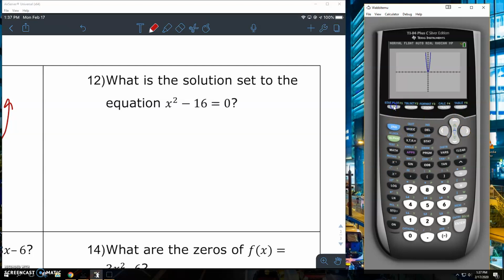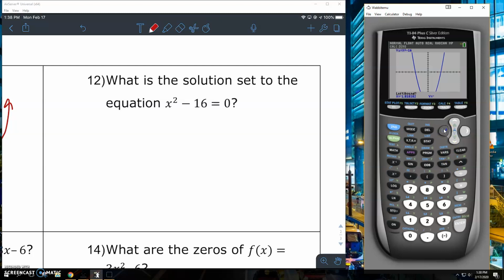Typed that in wrong. X squared minus 16. Okay, I'm looking for the roots, or the zeros, or the x-intercepts, whatever you want to call them. They're all the same thing. So I'm going to number 2 because it's the 0.